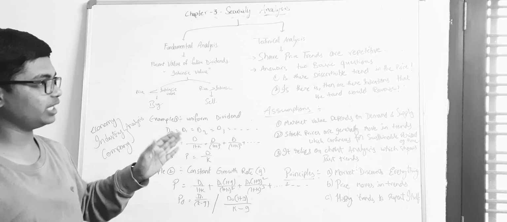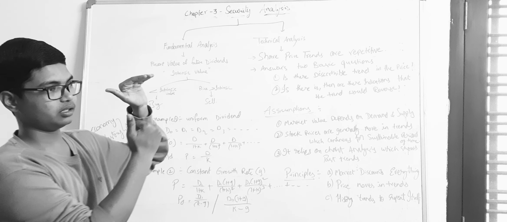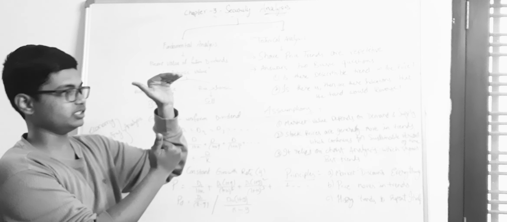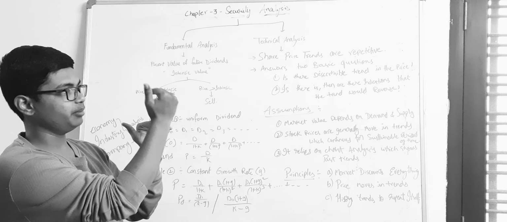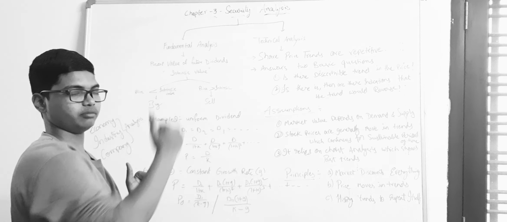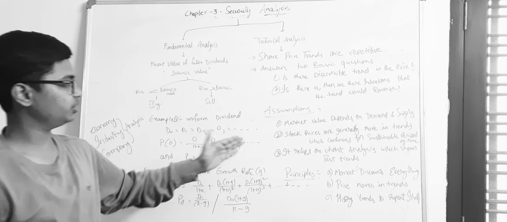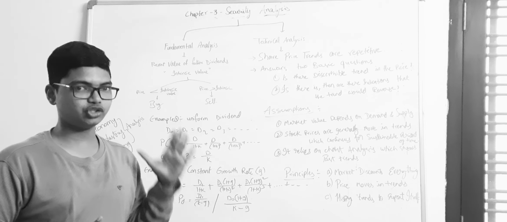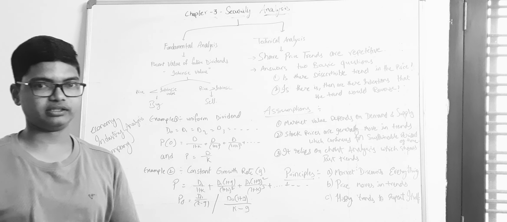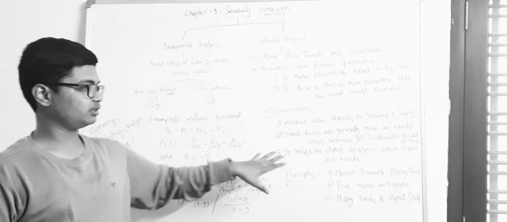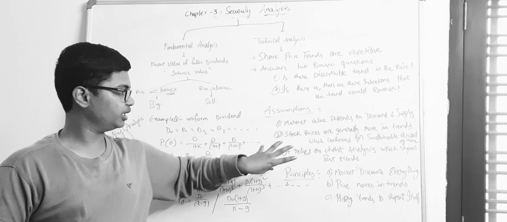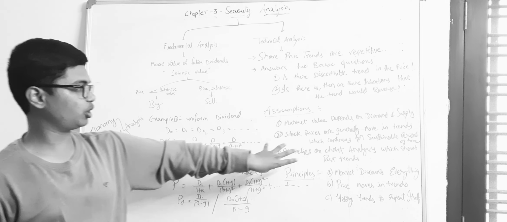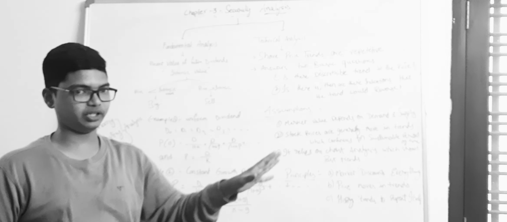Sideways means some particular levels are there, a top level and a bottom level, and the price moves in between for some period of time. That is the assumption under technical analysis. Third point is it relies on chart analysis which shows past trends. Under technical analysis, people depend on chart analysis which provides the previous trends, because it depends on the previous trends only.